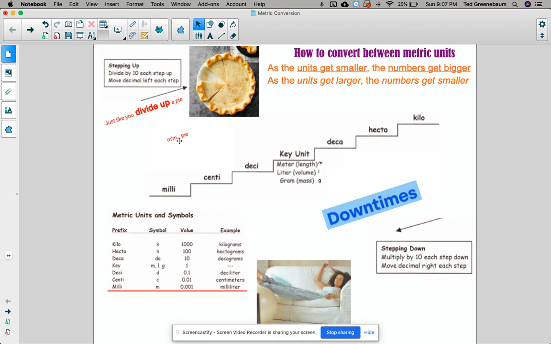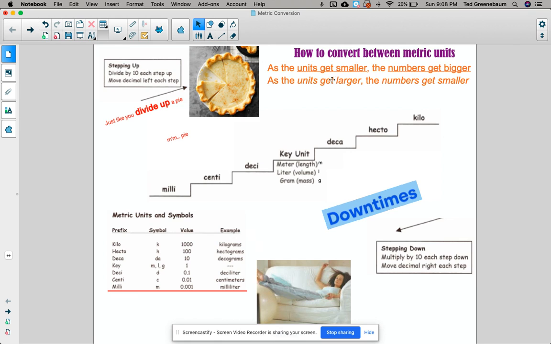What about moving down the metric staircase? In that case, you're going to multiply by 10 each step down or move the decimal point to the right. Write this down. As you move down, you times 10 each step of the way. Down times. Oh, a nice cozy nap.